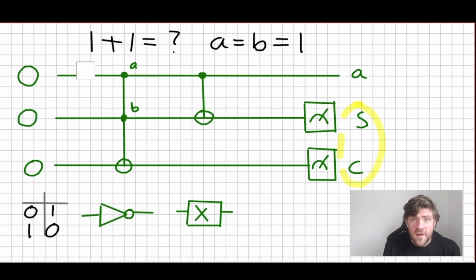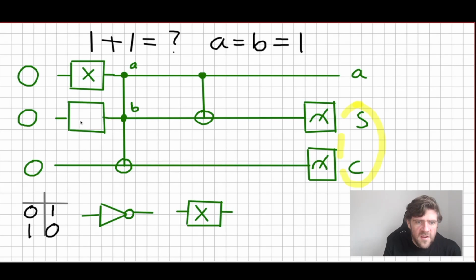So if we were looking at the case that only A was 1, we would only have to put in one of these X gates. So we would put it in here. But instead we're looking at the case where both A and B are 1. So in that case we need to flip both of these bits and put in a couple of X gates. So let's put in another one here. And here we have basically all the parts of a quantum computation.